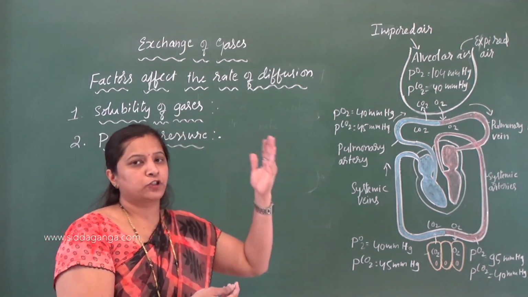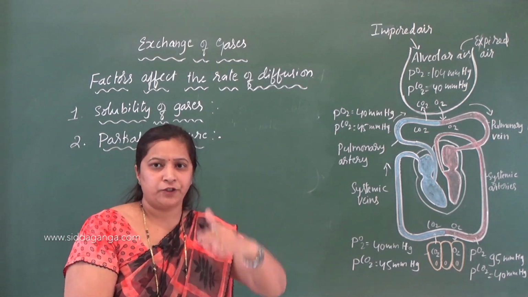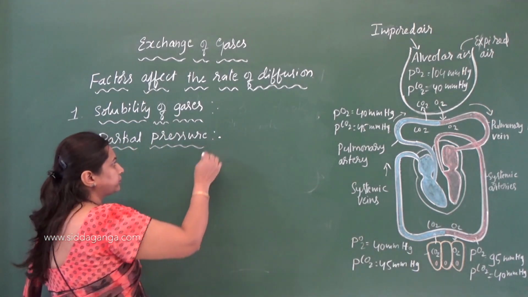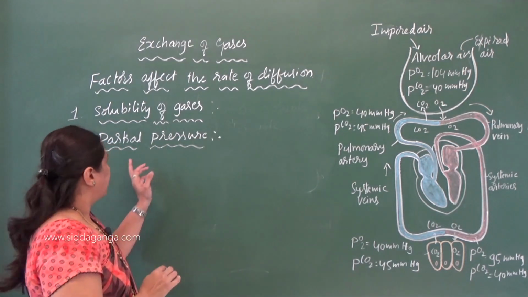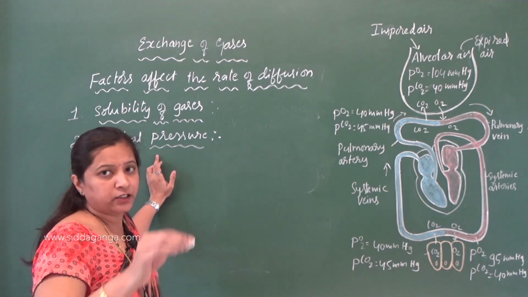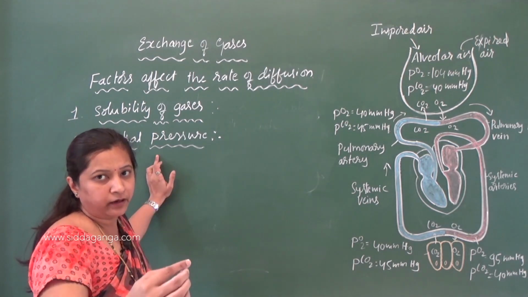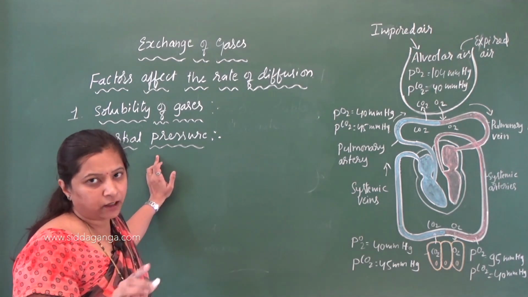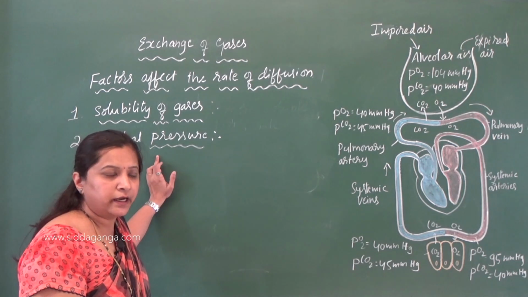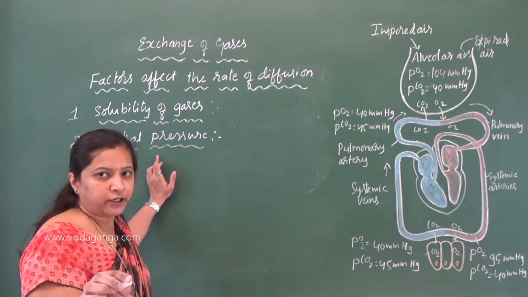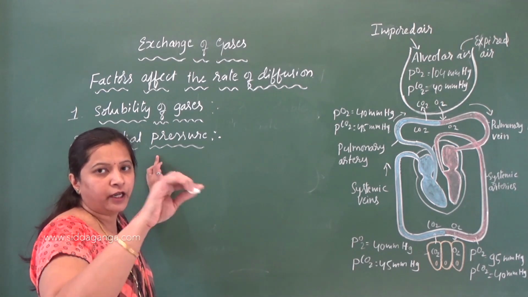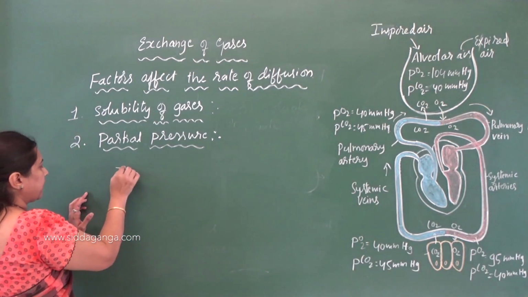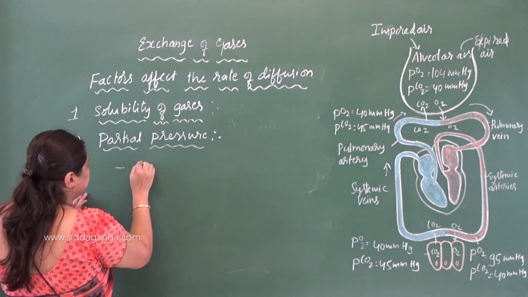From the atmosphere to alveoli, and from alveoli to blood, and from blood to body tissues. The diffusion of gases from alveoli to blood and from blood to body tissues occurs because of the difference in the partial pressure. As I already said, gases tend to move from an area of higher partial pressure to an area of lower partial pressure. For example, what is the partial pressure of oxygen?